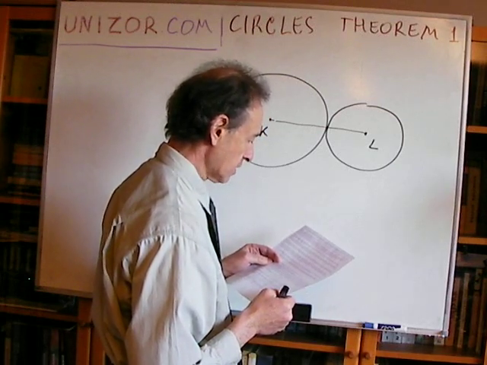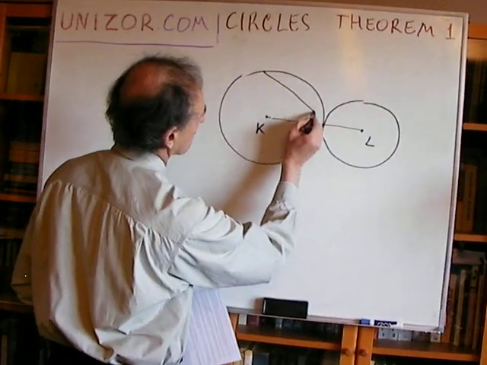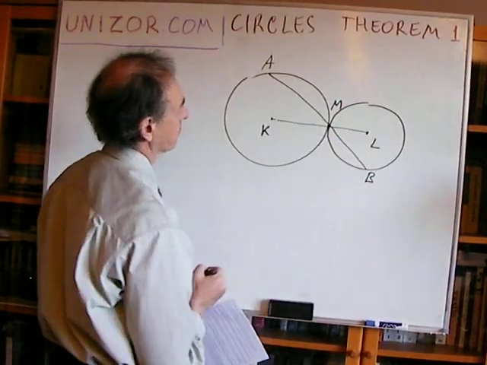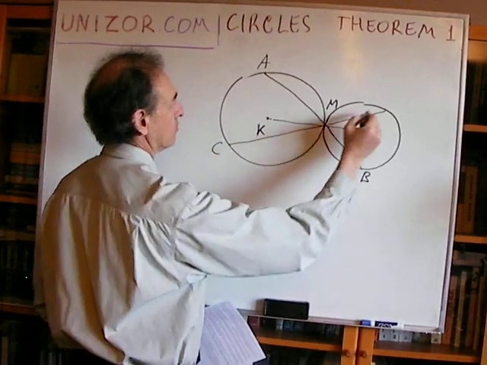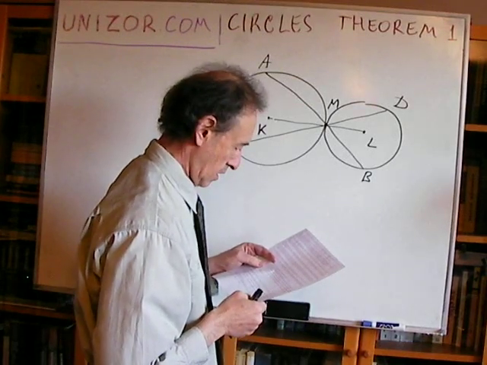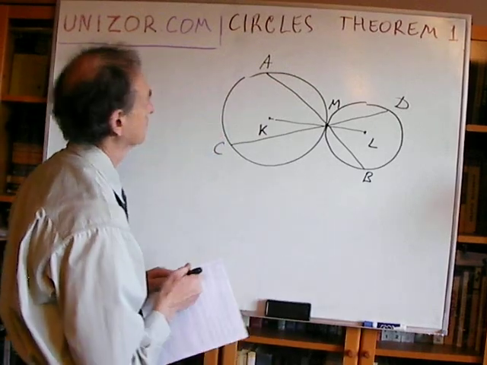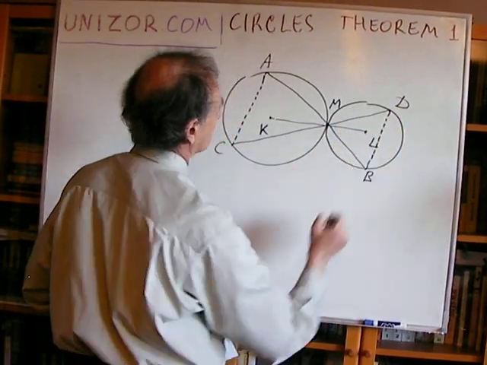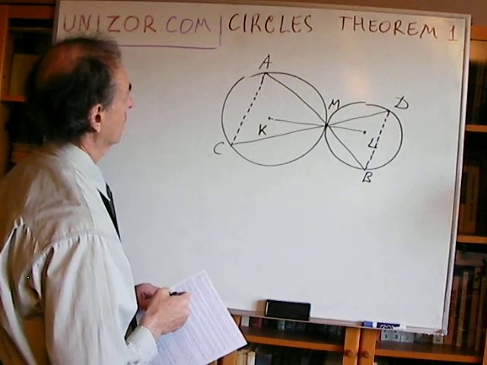Two secants intersecting both circles are drawn through the point M. One is this way, from A through M to B, and another from C through M to D. Prove that chords AC in the first circle and BD in the second circle are parallel to each other. So these two chords are parallel to each other. Okay, how can we prove that?